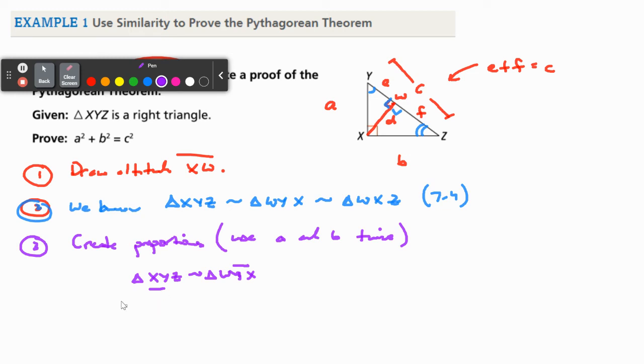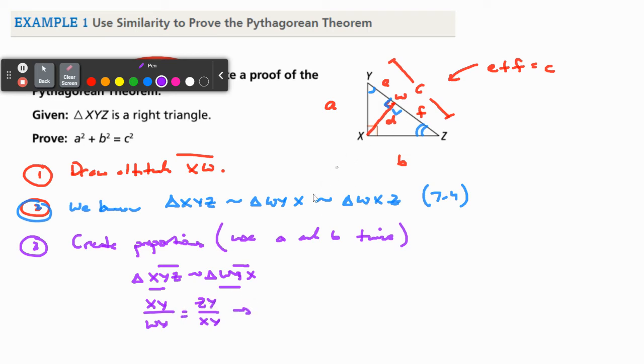Okay, so we're going to use XY from the big triangle. It corresponds to WY in the small triangle, equals. Now we want to use XY or YX from the small triangle, so that's going to be here, and it's going to correspond to ZY.